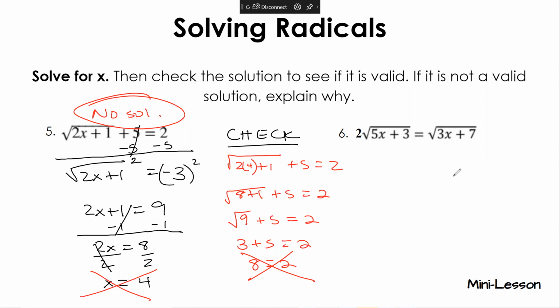Okay. This next one's a little funny. You see this sometimes. If there's a radical on one side and a radical on the other, and there's kind of like nothing else written there, what you can do is you drop the radical and then you can solve from there. So for instance, we're going to have 2 times the square root of 5x plus 3 equals the square root of 3x plus 7. So we're just going to drop the radical.